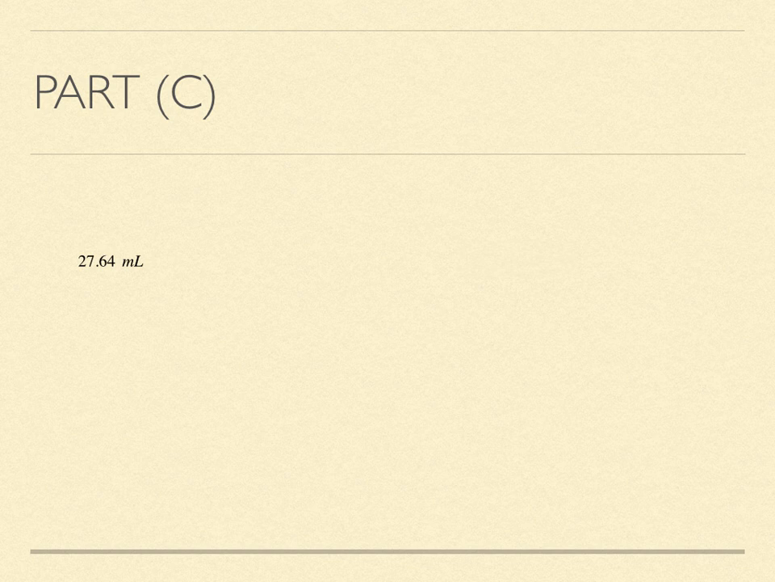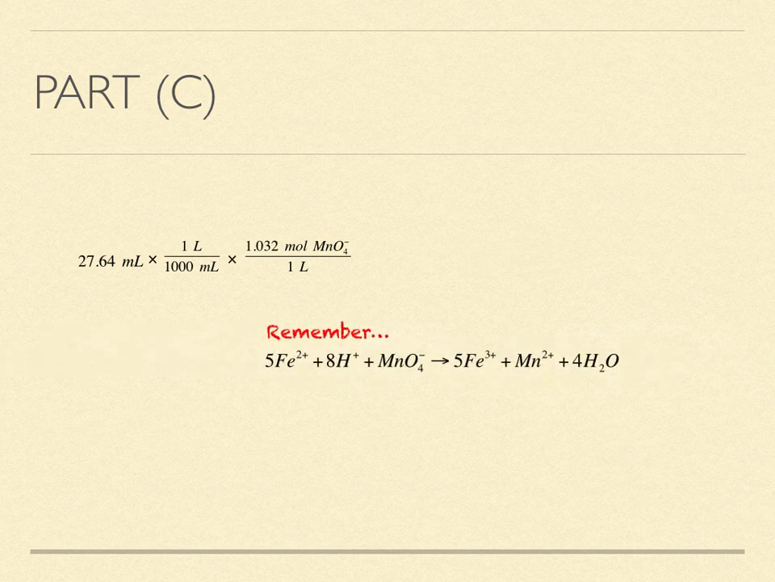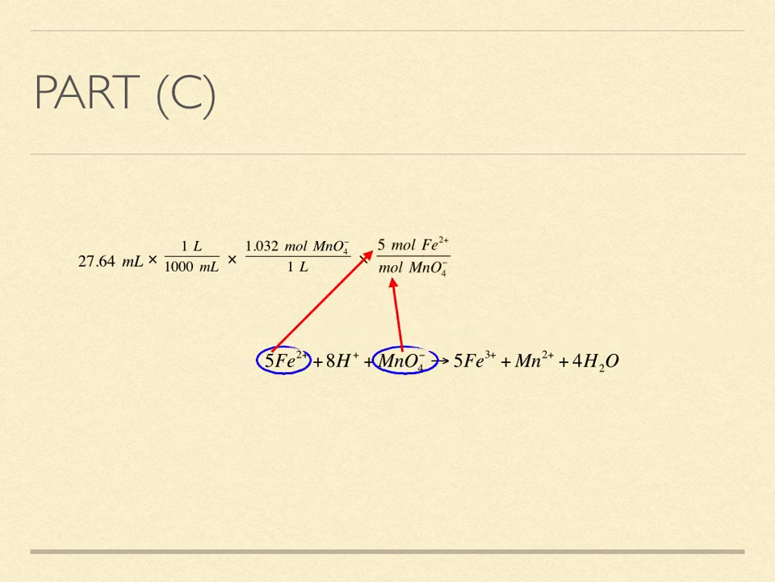Given the volume and molarity of the permanganate solution used in the earlier titration, we must now find the number of moles of iron ions used. First, we need to convert the 27.64 milliliters into liters, and then multiply by the molarity given. So now we have moles of permanganate, but we need moles of iron ions. To obtain this, we can use the stoichiometry in the reaction we obtained earlier to obtain a conversion factor that will yield the answer.